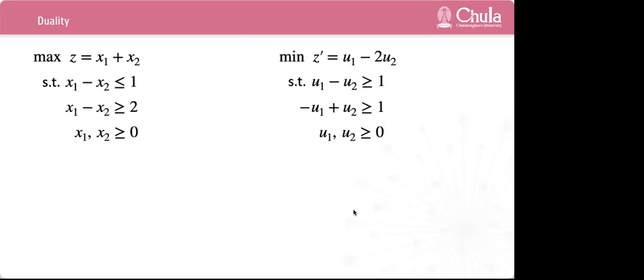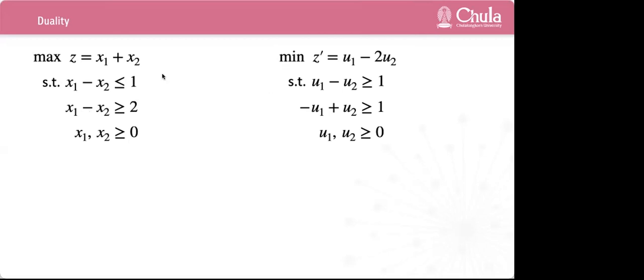All right, so the other case: we have maximize x1 plus x2, with constraints x1 minus x2 less than or equal to 1, and x1 minus x2 greater than or equal to 2, and x1, x2 are positive.